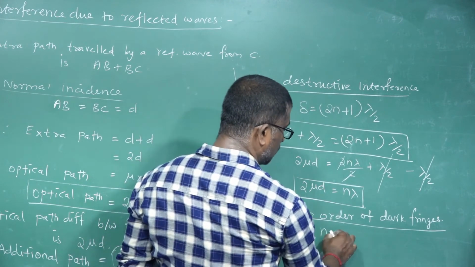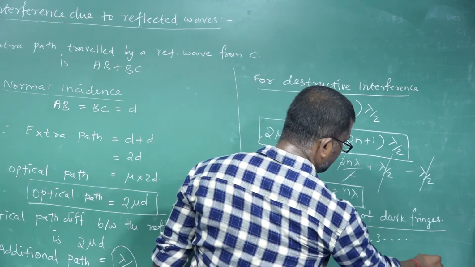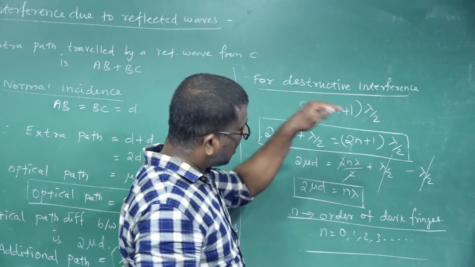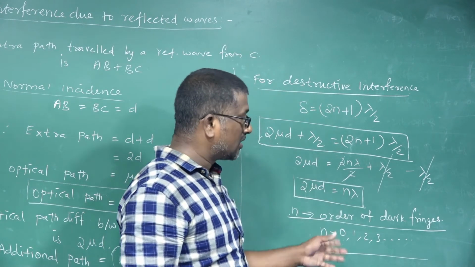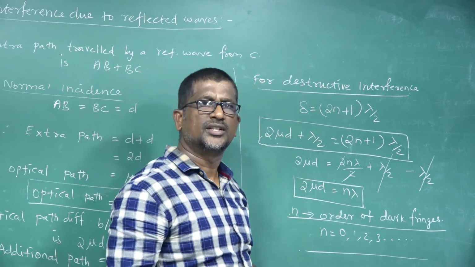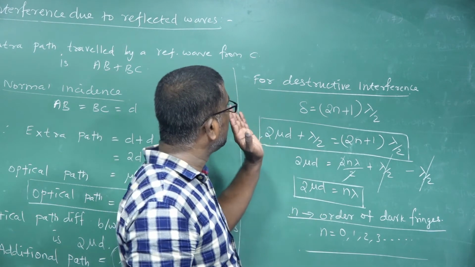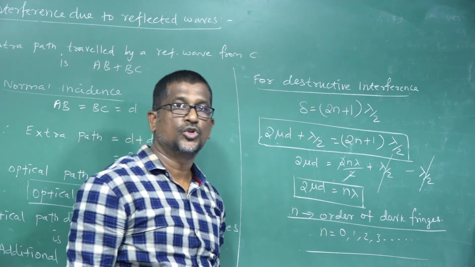And this value also 0, 1, 2, 3 and so on. Order of bright fringes also 0, 1, 2, 3 and so on. And order of dark fringes also 0, 1, 2, 3 and so on. So both conditions are possible in the case of interference due to reflected rays.